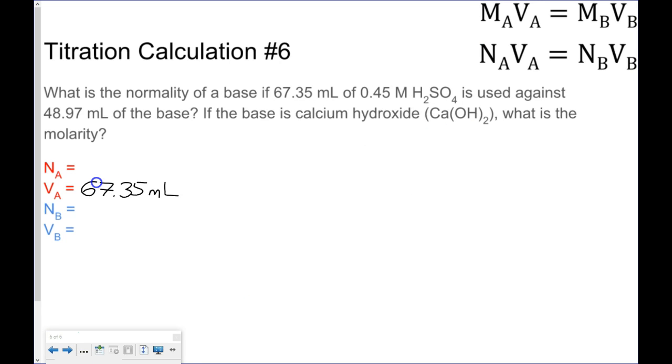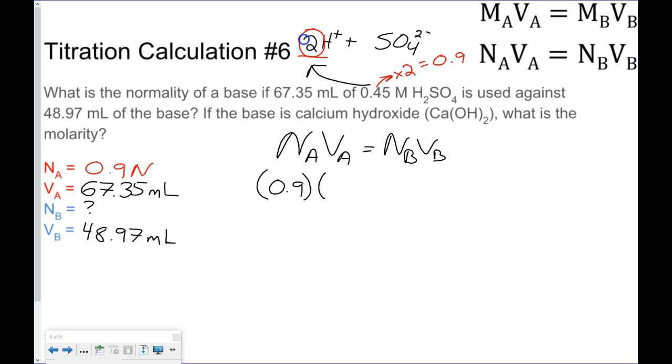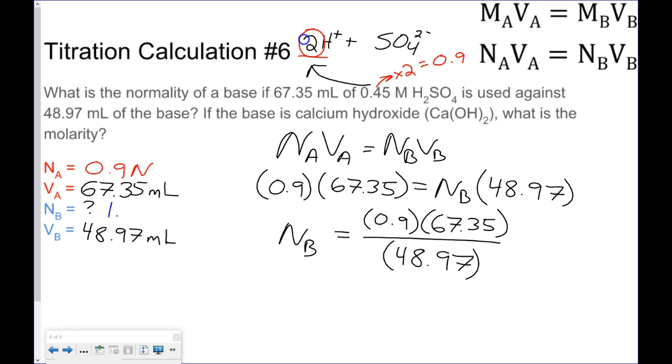All right, last one. Volume of acid, 67.35. Sulfuric acid is a diprotic acid, so 0.45 molar is actually going to work out to be 0.9 normal. My volume of the base is 48.97, and the normality is the unknown. Here's my equation. I'm going to substitute in my known variables. In this case, I'm going to be solving for the normality of the base. Normality of the base is going to be equal to 0.9 times 67.35 divided by 48.97. That's going to work out to be 1.24 normal for my calcium hydroxide.